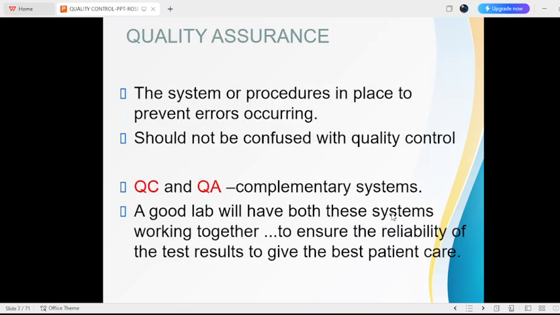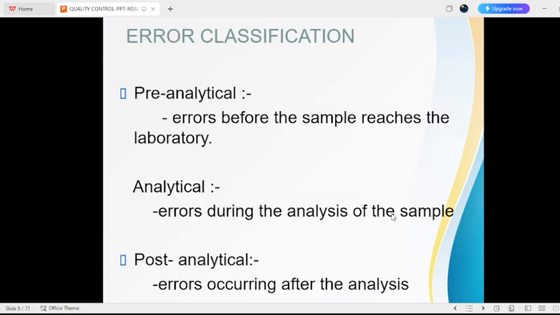Next term is quality assurance. Quality assurance means it's a system or a set of procedures in place to prevent errors occurring. So already we discussed quality control means it is a procedure to detect errors. Quality assurance means a system or procedures in place to prevent the errors. It should not be confused with quality control, because quality control and quality assurance are both complementary systems. A good lab will have both these systems working together to ensure the reliability of the test result to give the best patient care.